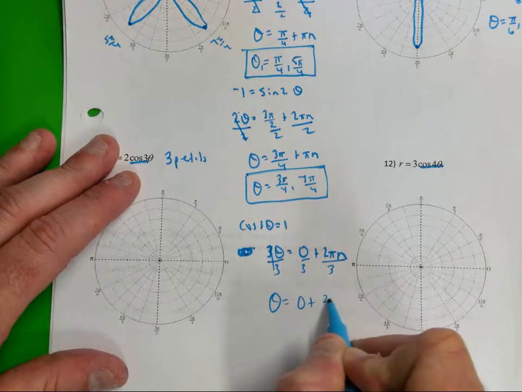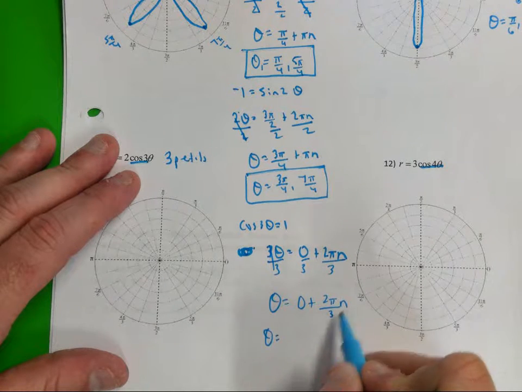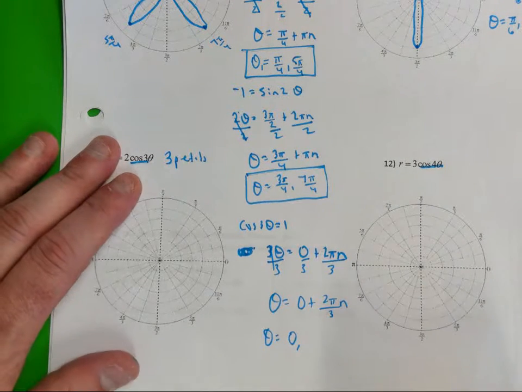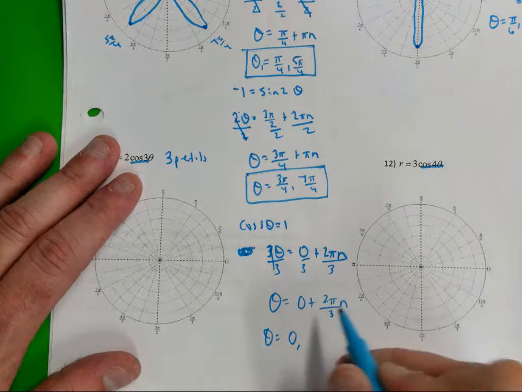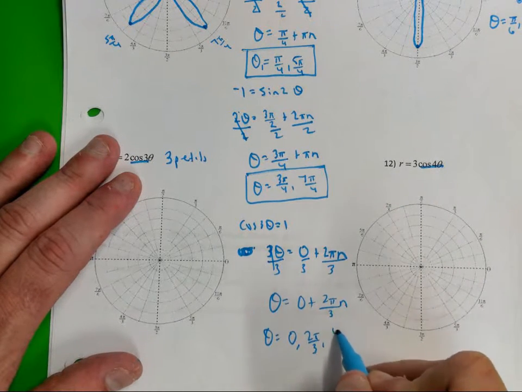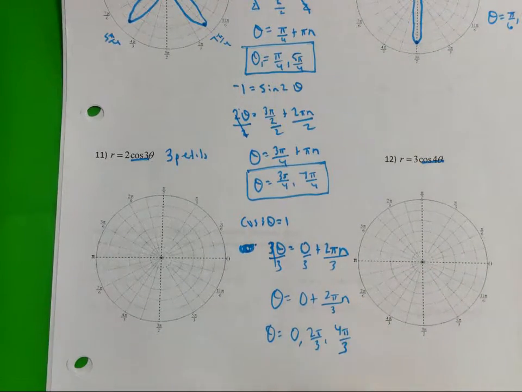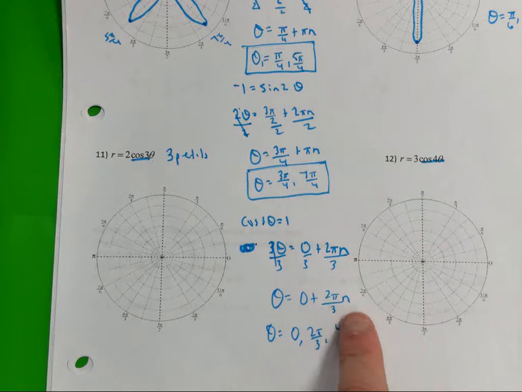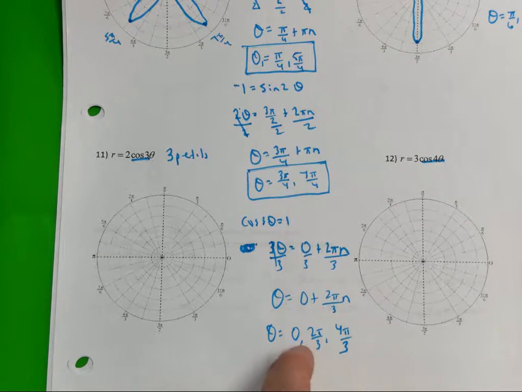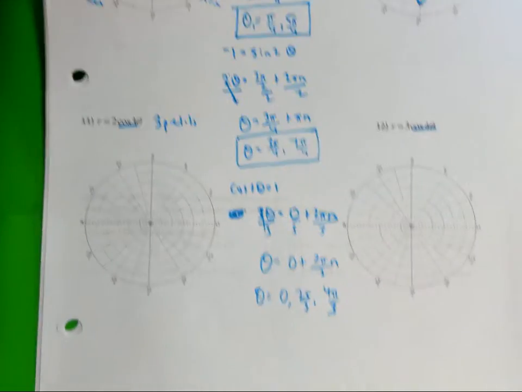That gives me 0 plus 2 pi over 3n. I plug in 0, I get 0. What if it's exactly 2 pi over 3, you don't get that. Times that by 2, that gives you 4 pi over 3. That should be your 3. Because you let 0 be n, that gives you 0. 0 plus 0. Plug 1 in. 1 times 2 pi over 3 gives you 2 pi over 3. Plug 2 in. 2 times 2 pi is 4 pi over 3.